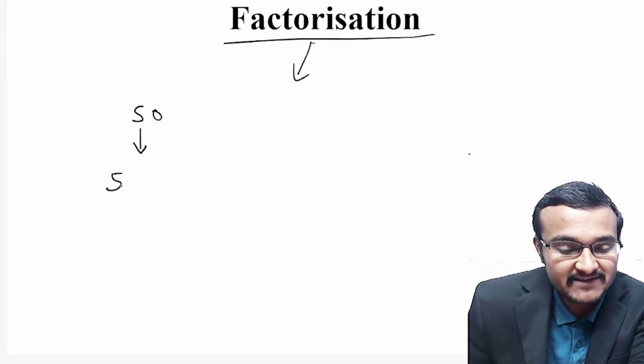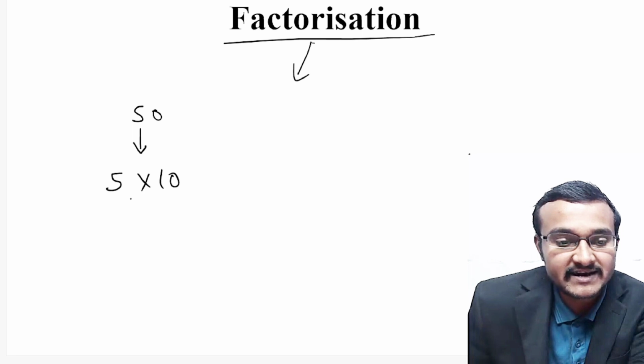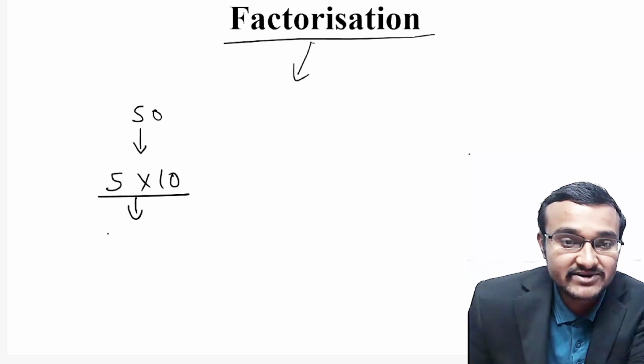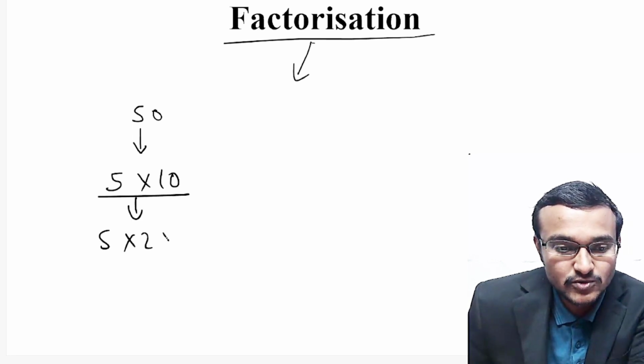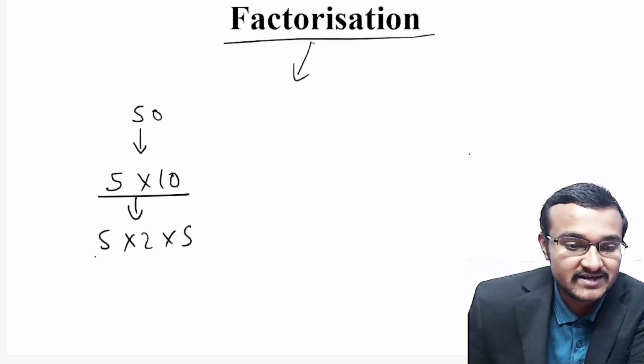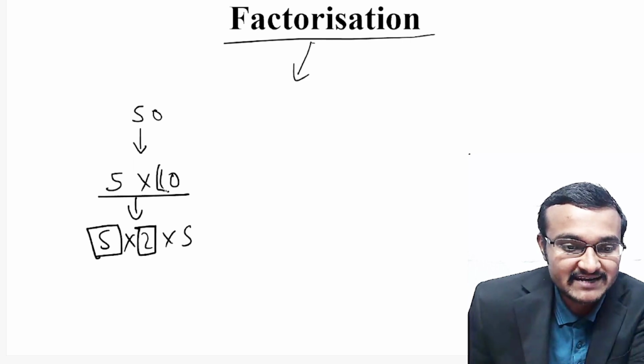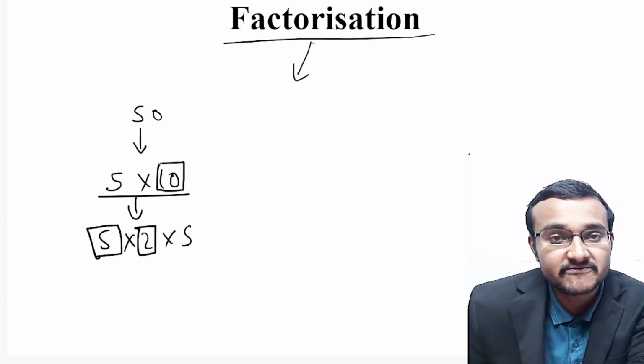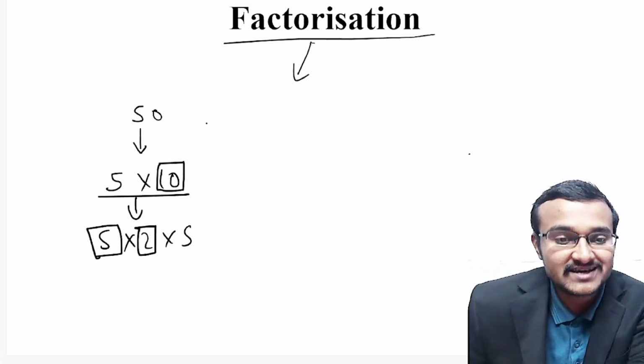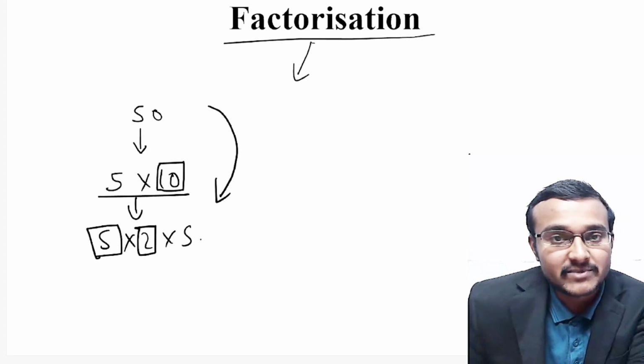That means you are getting the factors which are there for this particular number 50. So here 5 is one factor, 10 is one factor. This 5 into 10 can be written as 5 into 2 into 5. So here 5 is one particular factor, 2 is one particular factor, and even 10 is one particular factor of 50. This is how you should factorize a particular number.